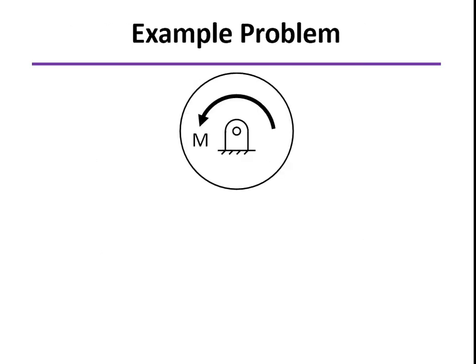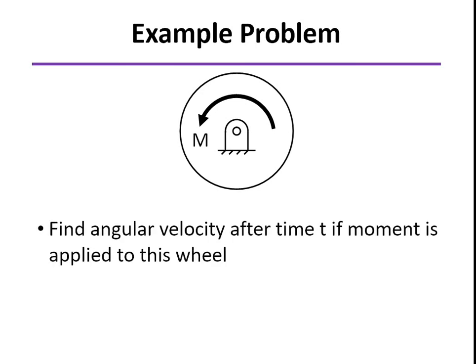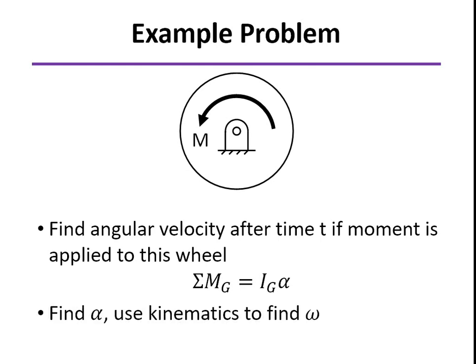Now, let's look at an example problem. Here's a very simple one where we have a wheel subjected to a moment. And so we might be asked to find the angular velocity or maybe even the angular displacement after a time t once we've applied this moment. So we simply have to use the sum of the moments equation. Sum of the moments about, in this case, the center point is equal to the mass moment of inertia about that same axis through the center point times the angular acceleration alpha. We solve that for alpha and then use our kinematics to find omega. And again, if we were asked for angular displacement, we would use kinematics to do that.